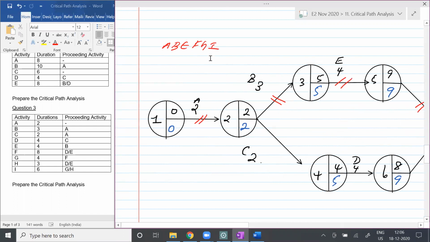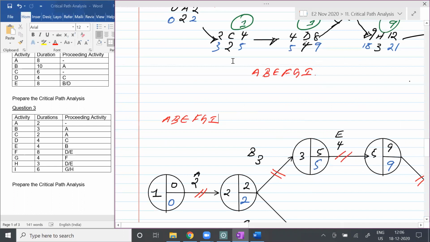Can we just compare this with the previous one? Yes, correct. Same answer, right?